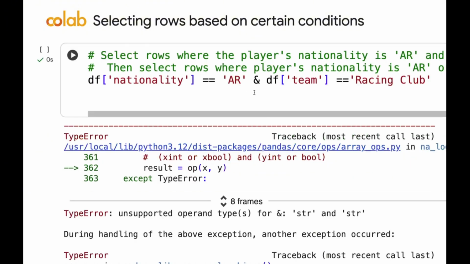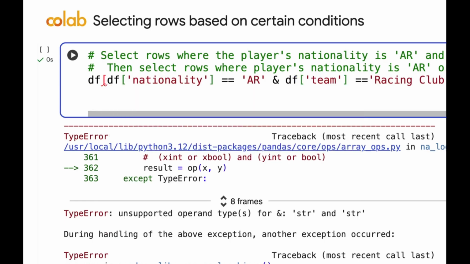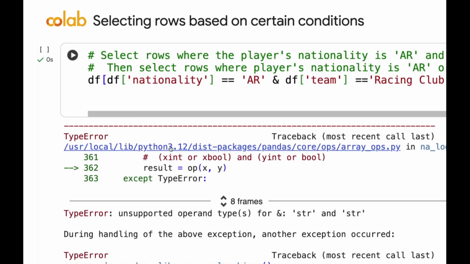I guess it doesn't work that way. I need to include it in an expression of selecting conditions inside the data frame. Okay, so what we can do is put df, the data frame name, and square brackets. Inside this pair of square brackets, I provide two conditions. And let's see if it is going to work this time. Still not working.